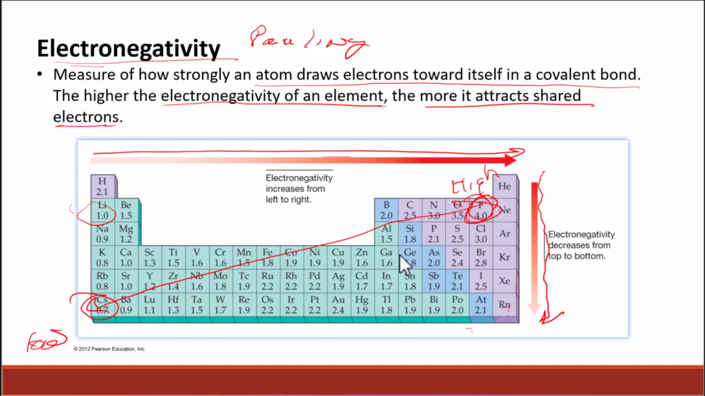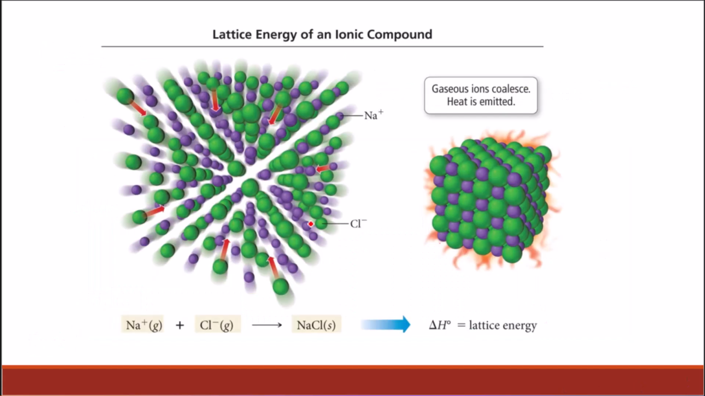So if I'm looking at a trend and I want to do what we did before, aluminum, phosphorus, and fluorine, you can see aluminum has a lower electronegativity than phosphorus does, which has a lower electronegativity than fluorine does, and I don't know why I keep getting that. All right, we're almost there.